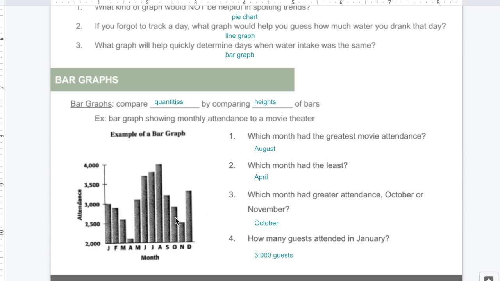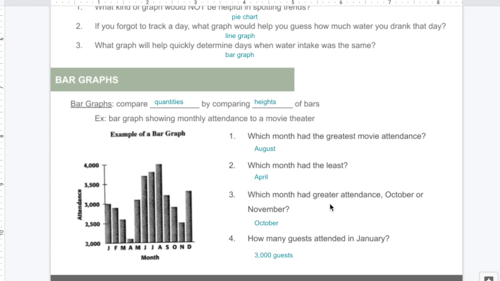Okay, here's that bar graph. If we go through these questions, which month had the greatest movie attendance? This is January, February, March, April, all the way through December. Okay, if we look at the one who had the greatest attendance, so the tallest bar, this would be in August. Okay, which month had the least? If we look at the shortest bar, it's here in April.